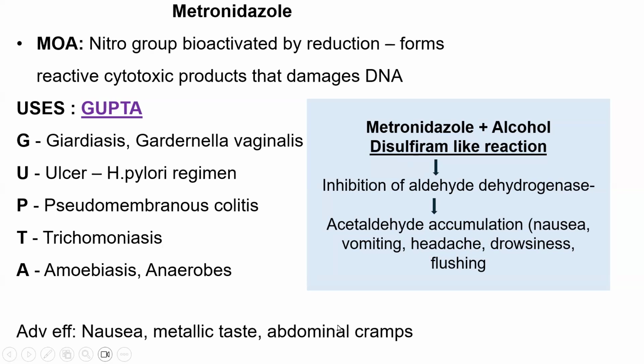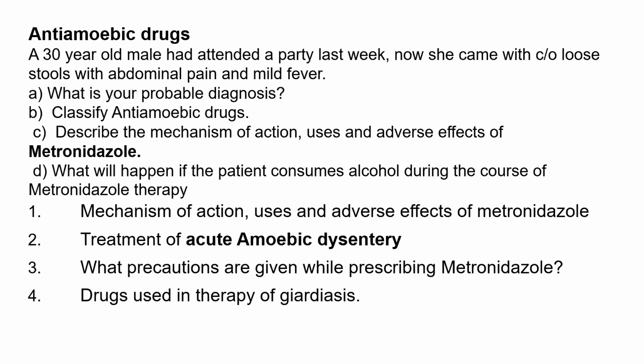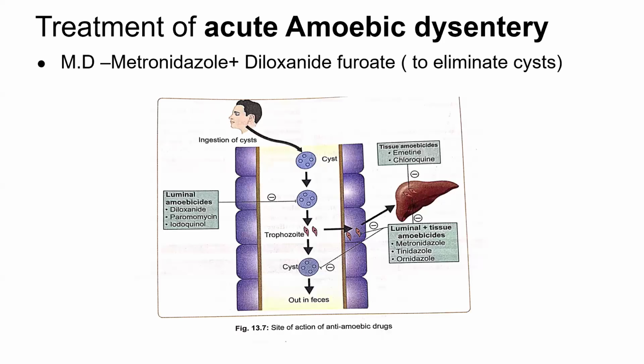So common adverse effects are nausea, metallic taste, and abdominal cramps. That's it for metronidazole. Sometimes they may ask us treatment of acute amoebic dysentery. Okay, twice they have asked the same question. So if they ask treatment, you have to write metronidazole in detail and also diloxanide furoate, which is another luminal amebicide, which is used to eliminate the cyst, to eliminate the carrier state. Okay, so both the drugs you have to explain if they ask you treatment of acute amoebic dysentery, and you have to write what is just a luminal amebicide used to eradicate cyst.